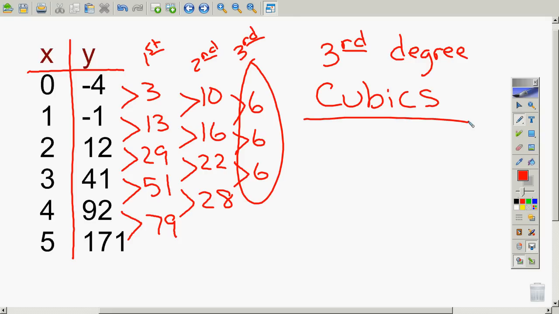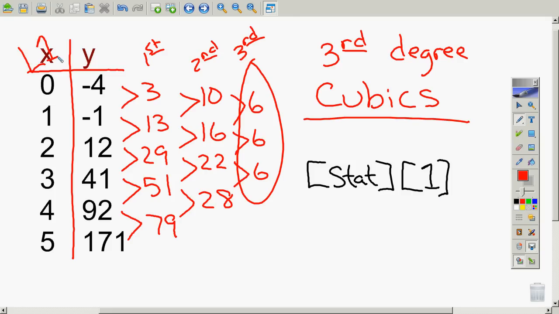So we're going to do the same steps again. We're going to go ahead and hit the stat button. Once you hit the stat button, you're going to hit number 1 for edit. And then you are going to do the same thing we did before. You're going to put this into L1 and this into L2. So go ahead and put those in. You can pause this until you have those in, and then as soon as you do, go ahead and start this again.